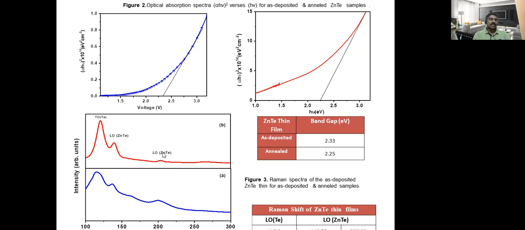This is the Raman spectra. It is recorded at an excitation wavelength of 532 nanometers, and the power is 15 milliwatts. It shows the A1 mode peak of tellurium, and the two longitudinal phonon modes of the ZnTe material.